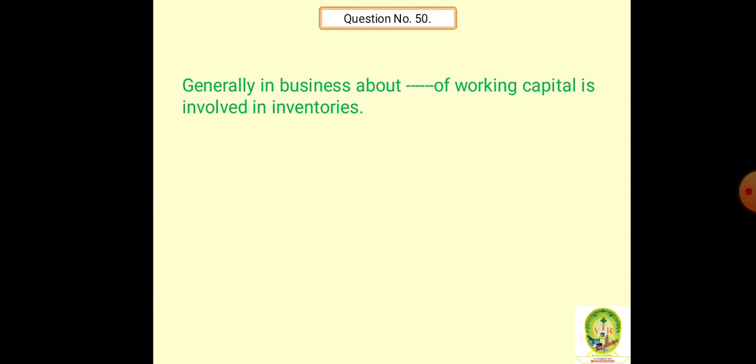Generally in business about dash dash dash of working capital is involved in inventories. Options are A. 40%, B. 50%, C. 60%, D. 30%. Right answer is D.